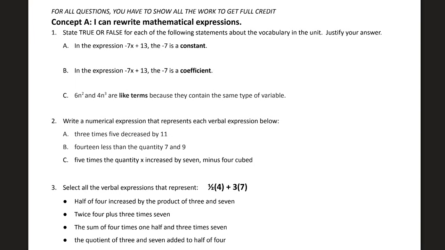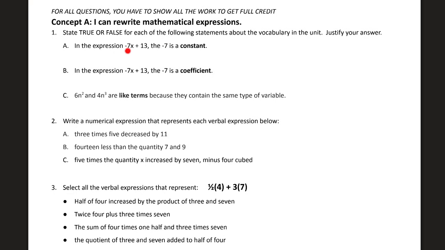All right, so here's the Unit 1 practice test. The first set of questions were determining if it's true or false for each of the following statements, and we want to justify our answer, meaning we want to explain why we say true or false. So the first question, it says that in the expression, -7 is a constant.